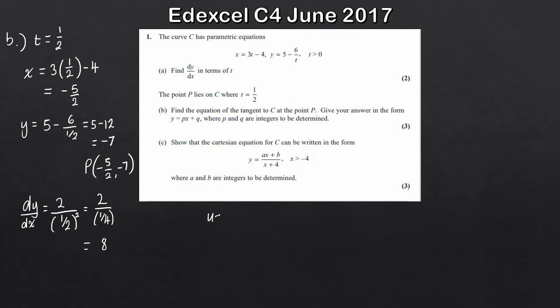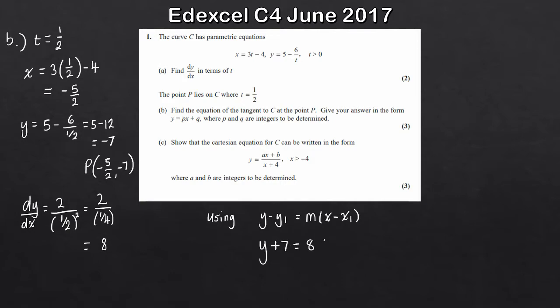So I'm using y minus y1 is equal to m times x minus x1 here. Okay, where our y1 is the minus 7 and our x1 is the minus 5 over 2. So just substituting everything in that we need now. So because this is minus y1 and y1 is negative, this would be plus 7 is equal to m.